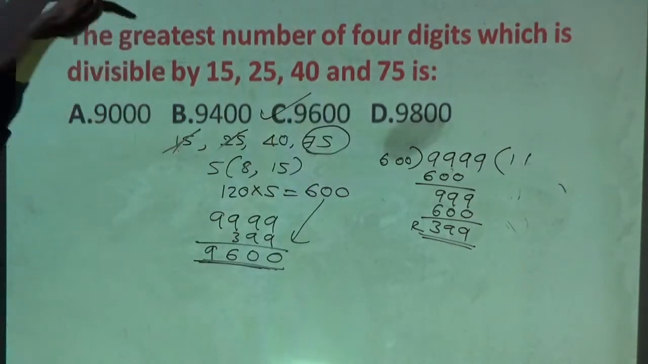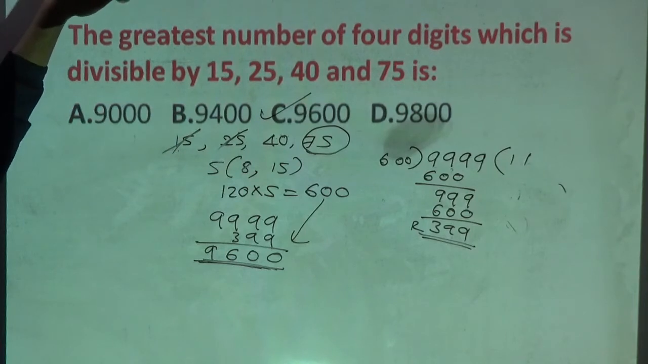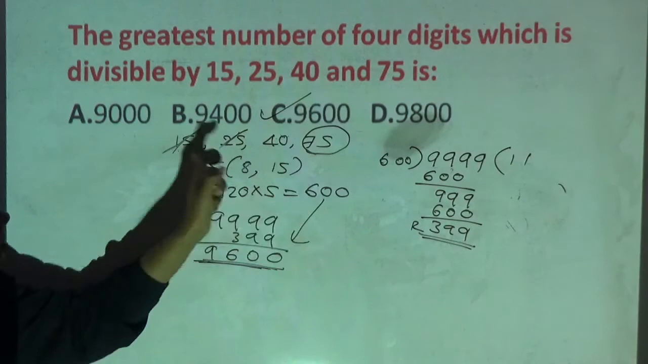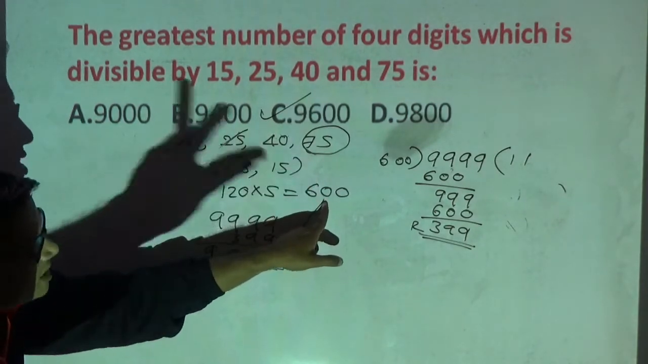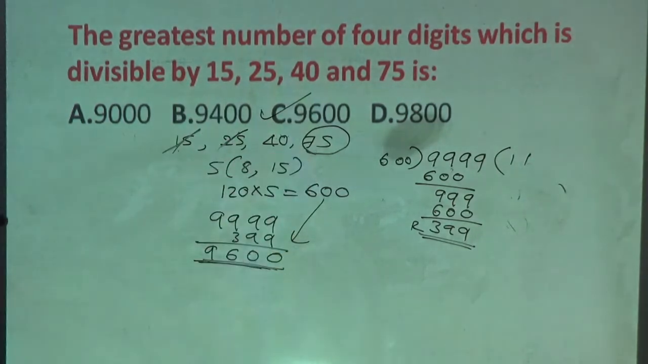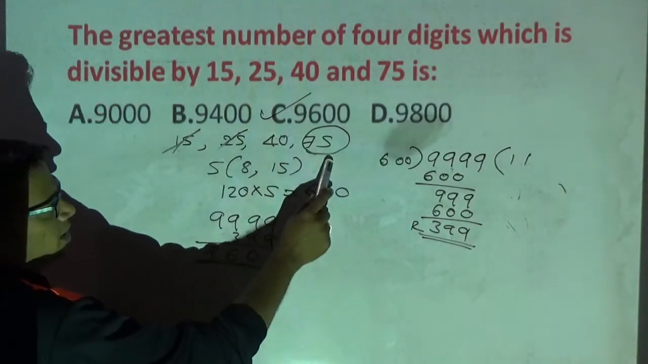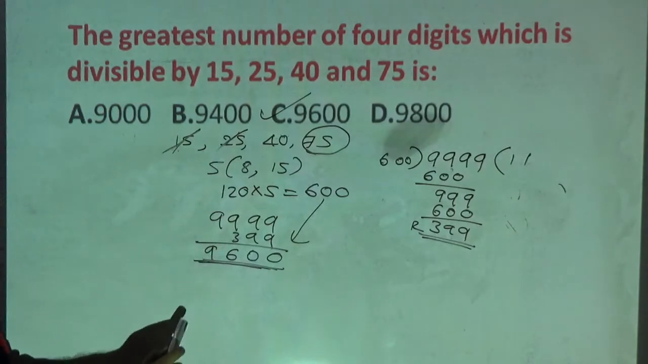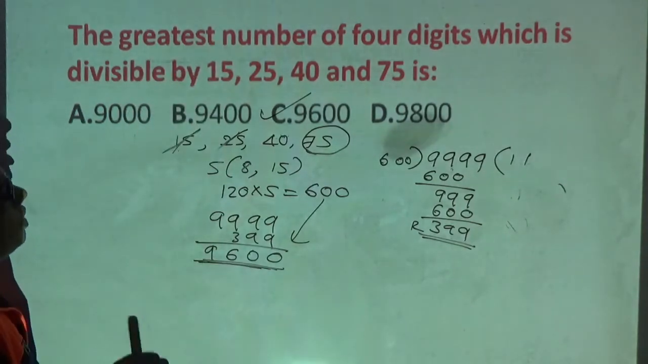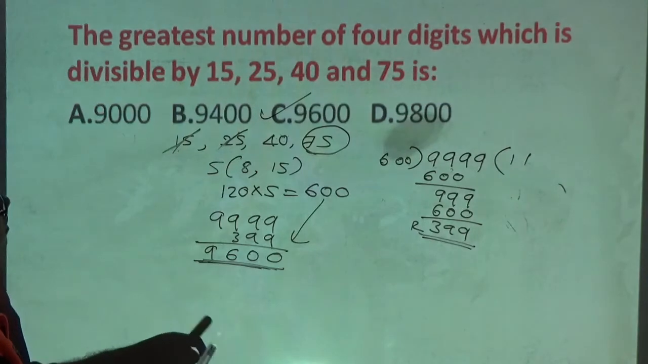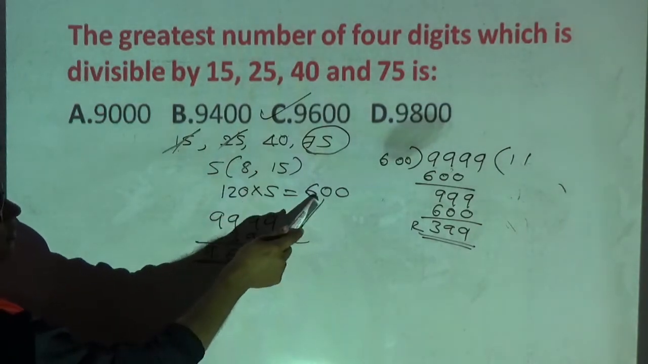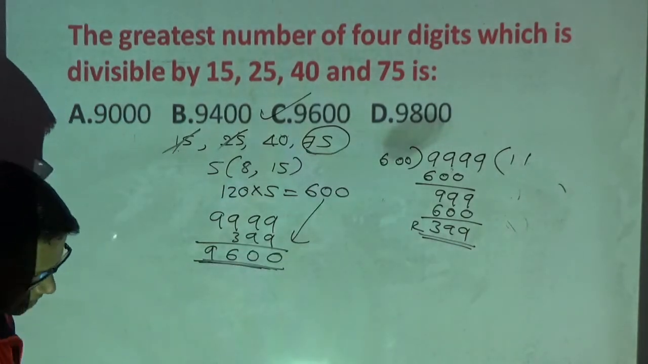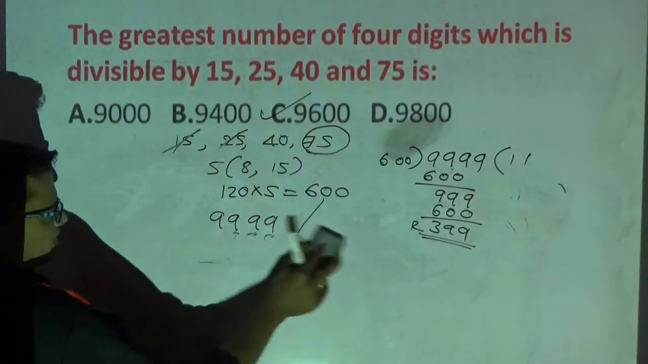See what they are asking. The greatest number of 4 digits which is divisible by all these numbers. If 600 is divisible by all these numbers, its multiples are also divisible by all these numbers, correct? See, 1200 is also divisible, 1800 is also divisible. Like that, they are asking for the largest 4-digit number which is exactly divisible by your LCM. So this is what I did. The answer is 9600. Hope you have understood with this example.